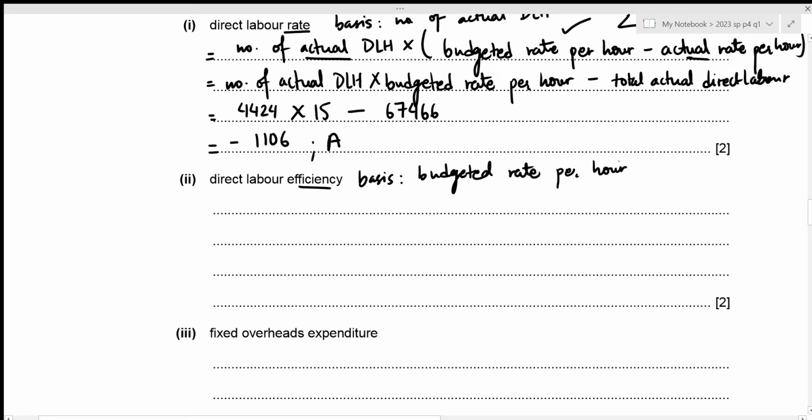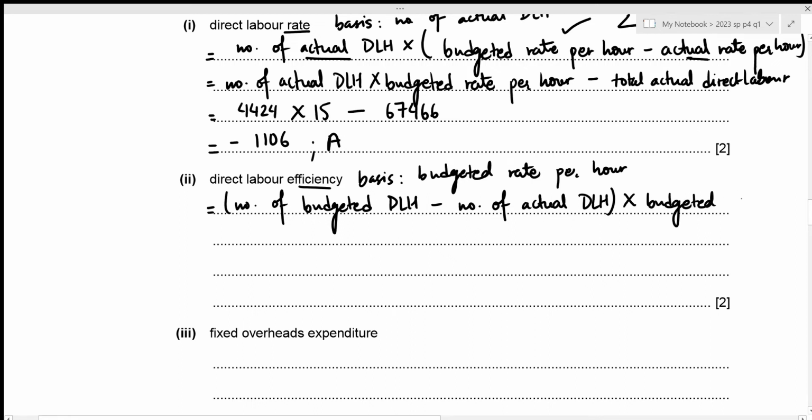And we're just comparing the number of hours, right? So what we can do is we can compare the number of budgeted direct labor hours to the number of actual direct labor hours and just multiply it to our budgeted rate per hour.